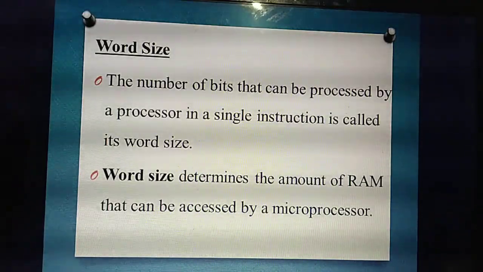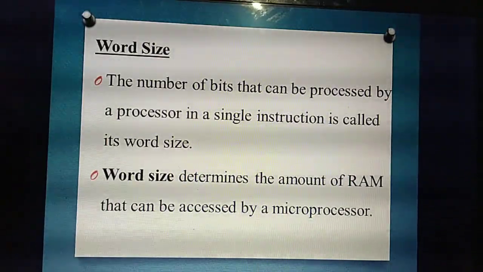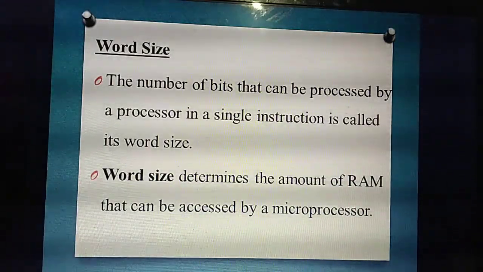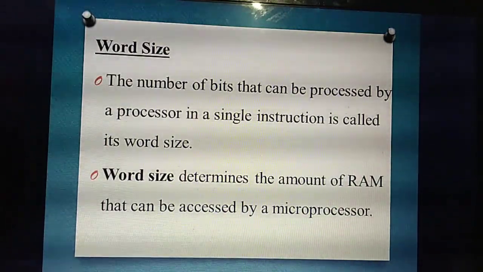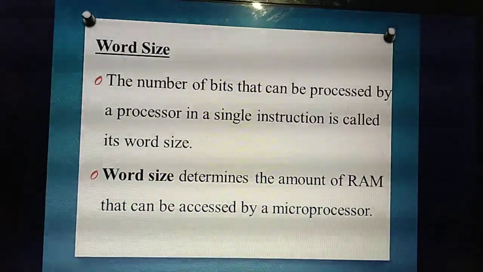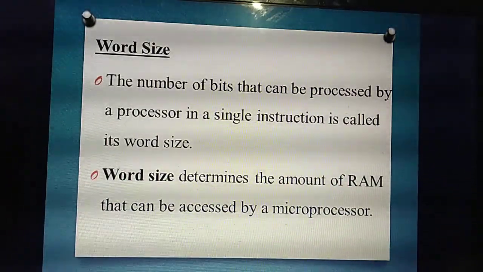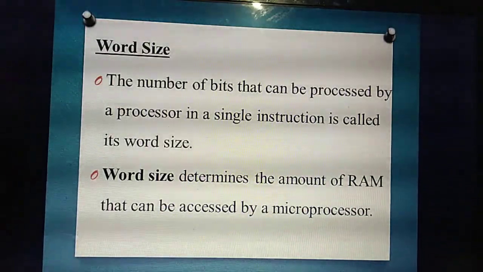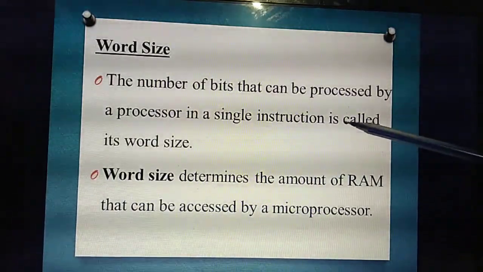So here you are giving many kinds of instructions. In a single instruction, how many bits can be processed by a processor? That is called word size. For example, I am giving the instruction "go straight". How many words are there? 2. Go straight, a single instruction. How many words are there? 2 words.